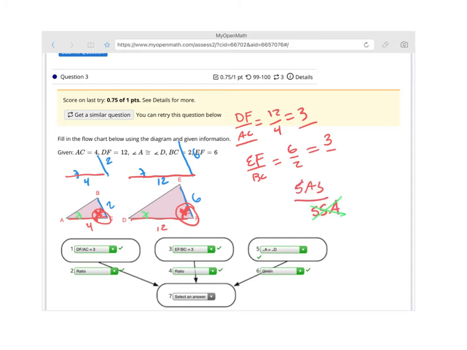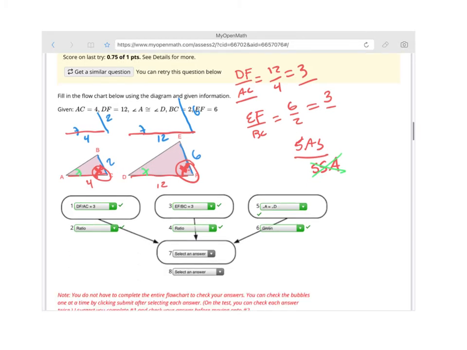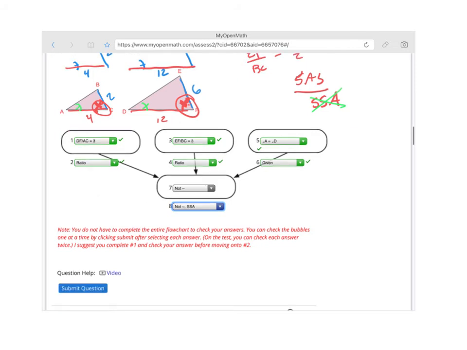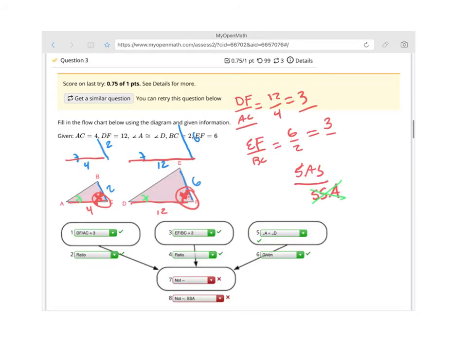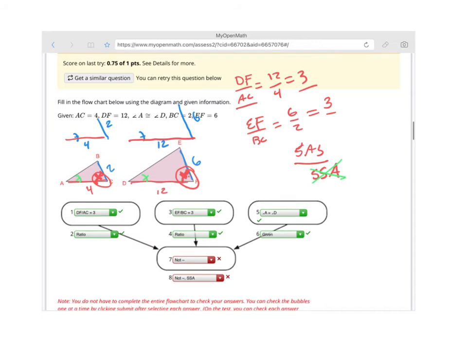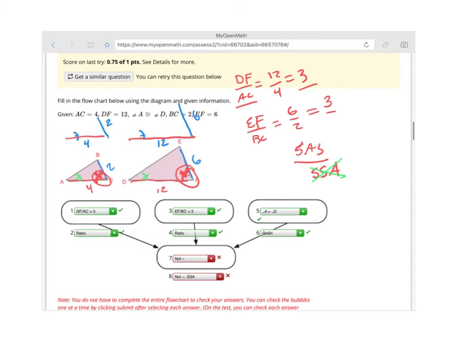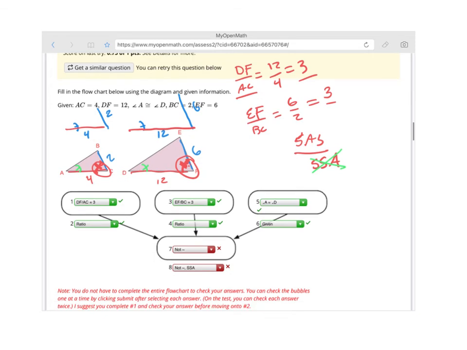So my answer here for the next one is actually going to be that these are not congruent. And they're not congruent because of side, side, angle. So, whoops. Something's not right there. I'll have to go back and check that one. But that should be not similar and not similar by side, side, angle. Okay, I'll have to go back to that one and check that one to see why that's not right.